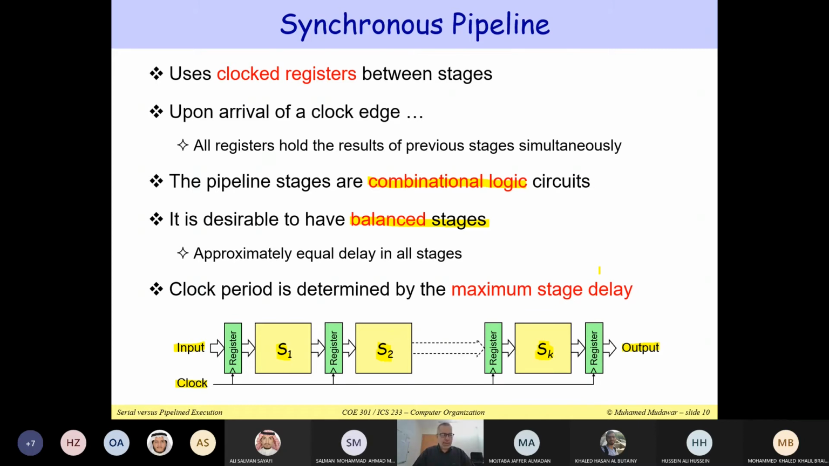Now, how do we determine the clock cycle or the clock period? We look at the maximum stage delay. We look at the delay in S1, the delay in S2, the delay in the last stage, in all these stages, and we go by the maximum stage delay. That's how we determine the clock cycle or the clock period. The maximum stage delay is going to define the clock cycle, because during the same cycle all of these stages are used at the same time. So the one that has the longest delay is going to impact the clock cycle.